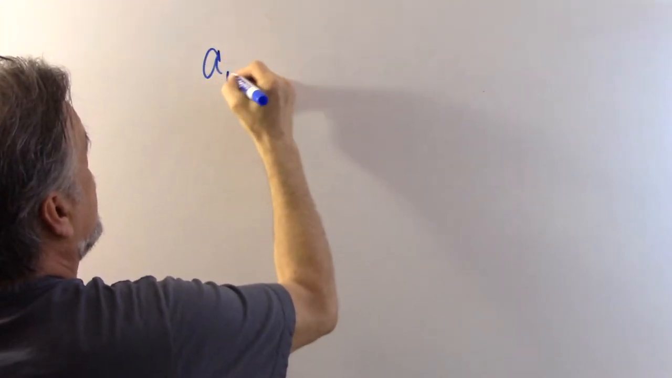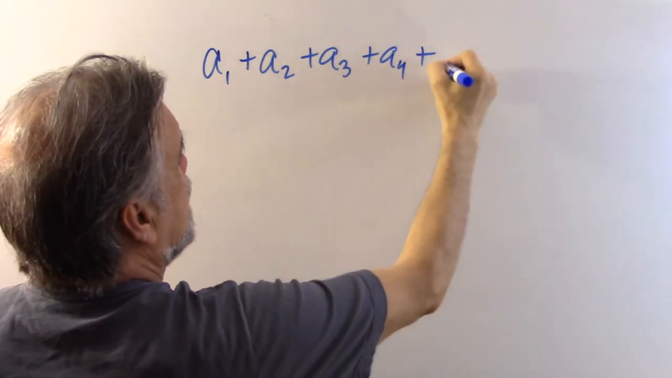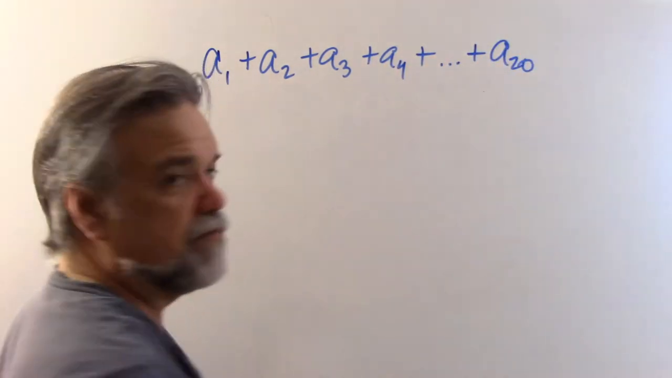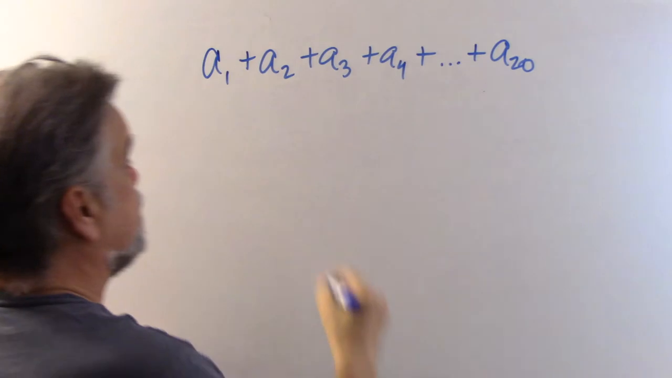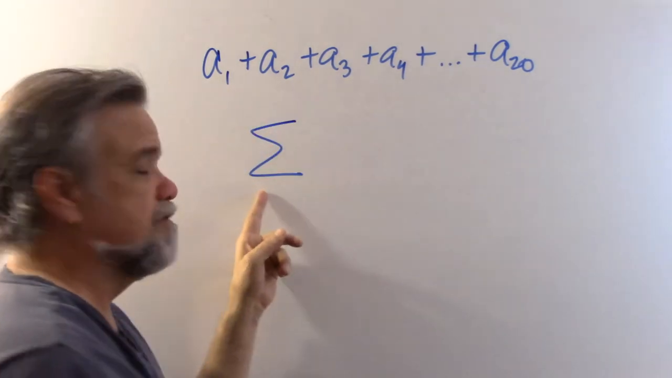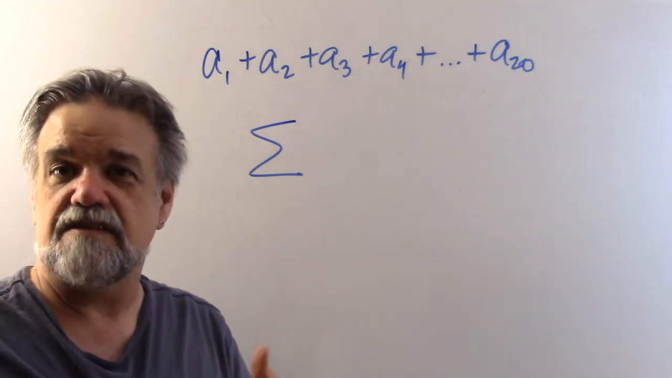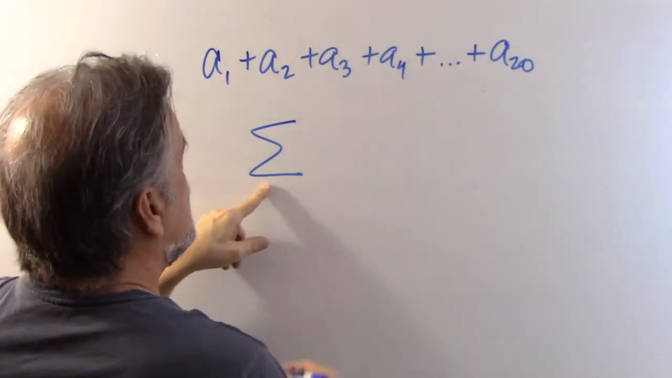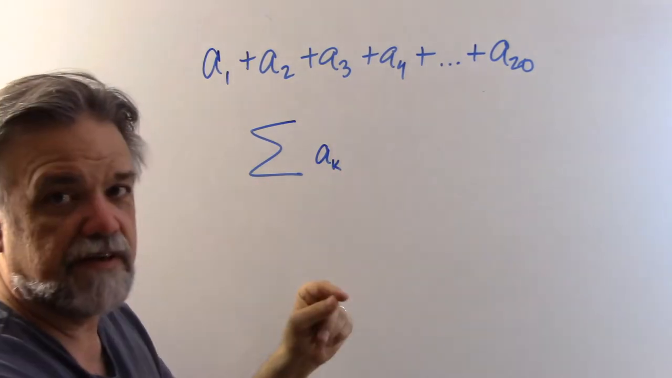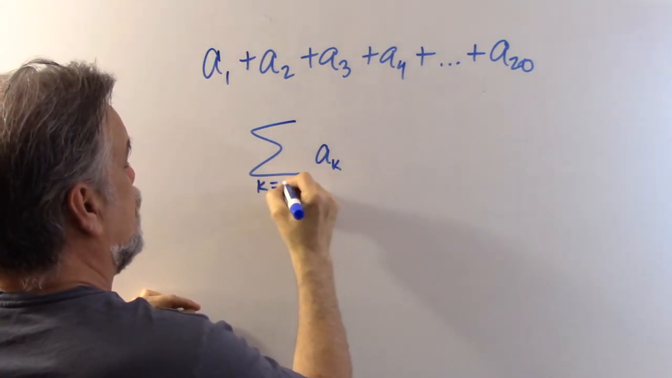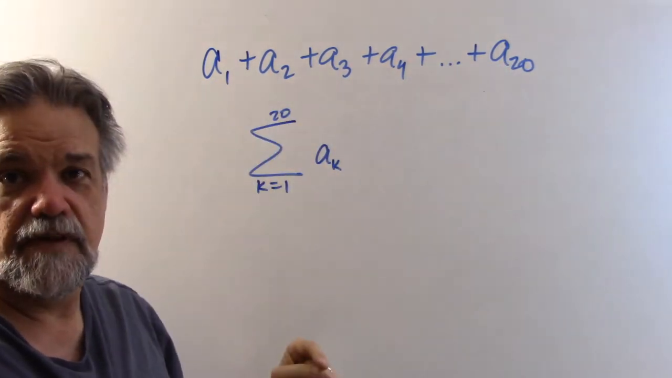So remember, we have a sub 1 plus a sub 2 plus a sub 3 plus a sub 4. And let's say I want to add 20 terms, okay? Well, writing it out like that is kind of a pain. So there's a shorthand way of writing it, and that is this. You start with this. This is a capital sigma. It's a Greek letter. We use sigma because it's like S and it stands for sum. Okay? So this is going to be the sum of A sub K, as K goes from 1 to 20. This means this, all right?